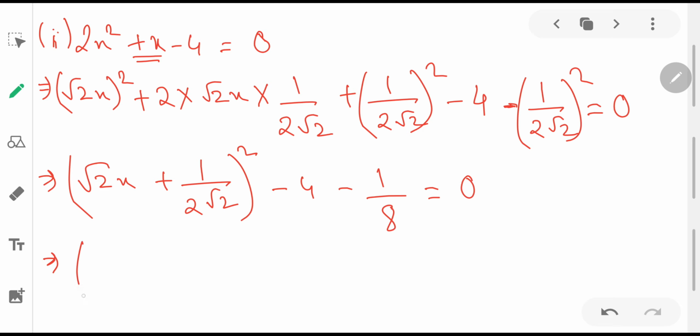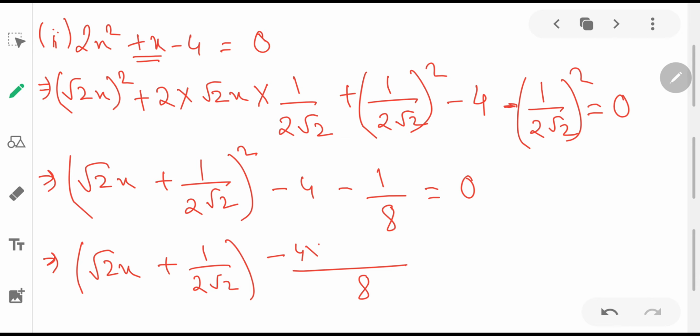So we'll get finally (root 2x plus 1 by 2 root 2) here. LCM will be how much? LCM will be 8 here. Now I am going a little bit fast. Minus 4 into 1 into how much is 8? It is 8. Minus 1 into 8 into how much is 8? It is 1, equals 0.